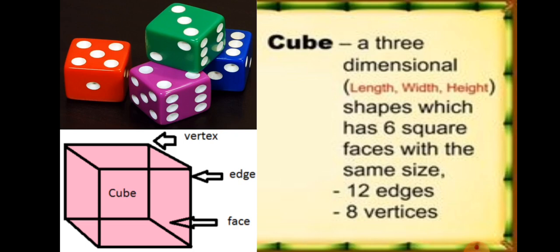Cube: three-dimensional, with length, width, and height. The cube has six square faces of the same size, 12 edges, and 8 vertices. I have here an example, the dice, which represents the cube. As you can see in the image, there is a vertex, edge, and face.